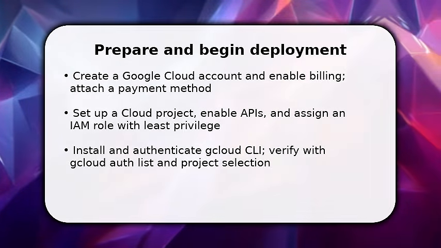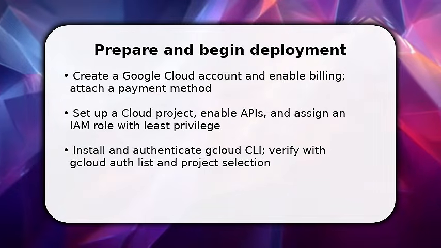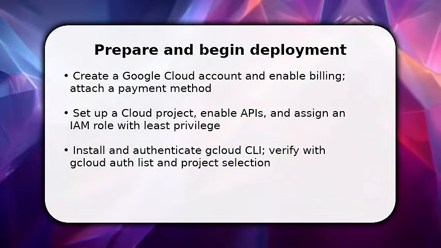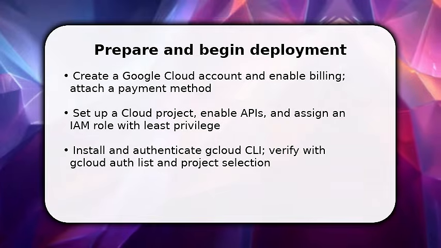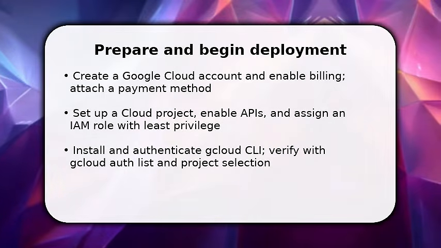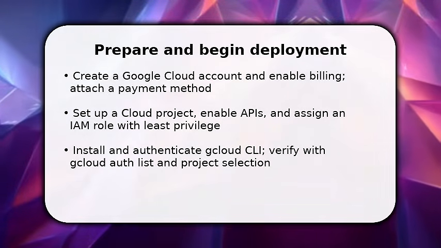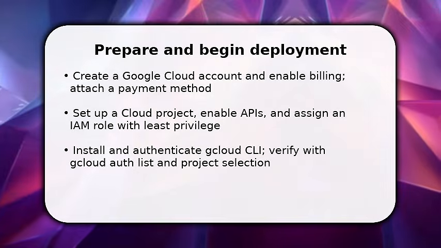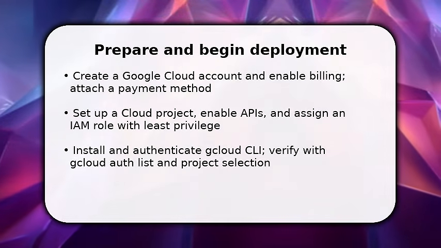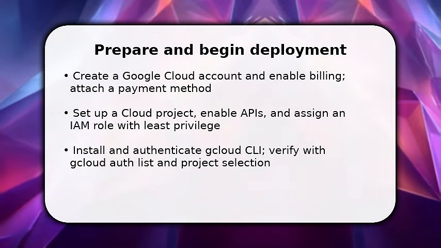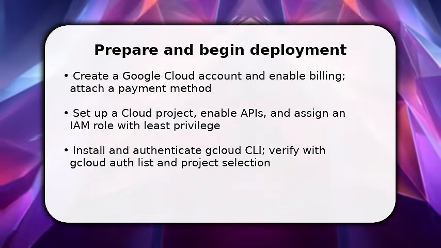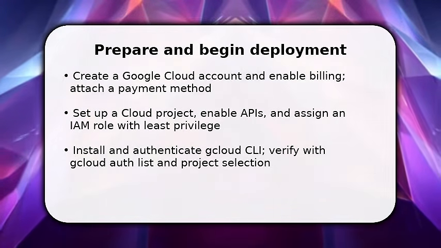Next, install the gcloud CLI and authenticate using gcloud auth login, then set the active project with gcloud config set project ID. This starts the process immediately and lets you run commands and deploy resources without switching contexts. It's faster and more repeatable than using the console for every step.